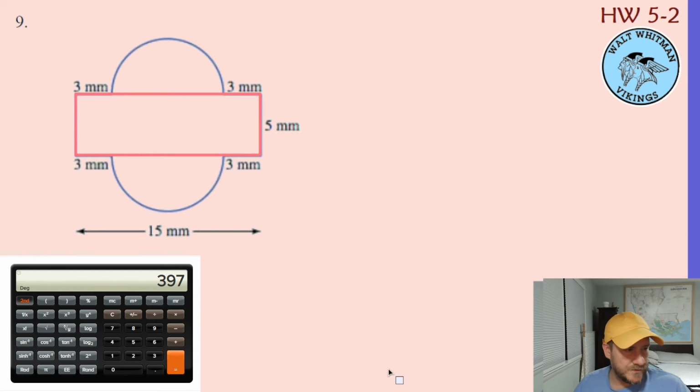Hold on, my computer's being weird. I think I'm okay now. Something else got a little bit weird. Not that I know how to fix it.